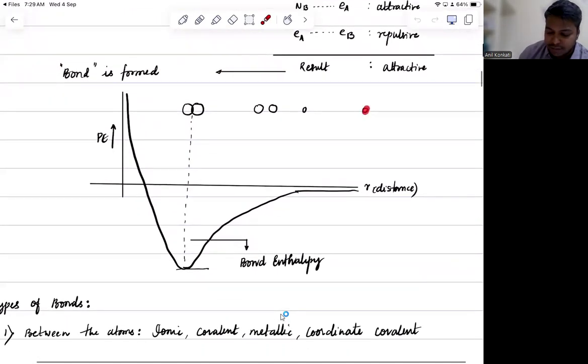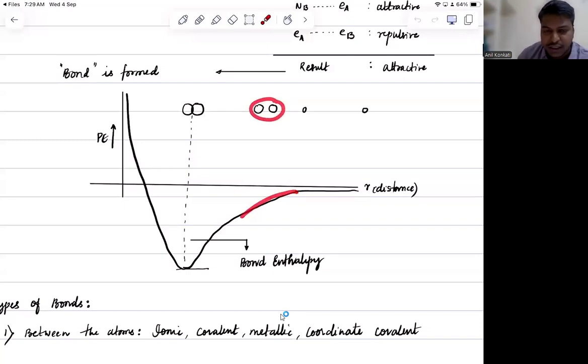You can see that between two atoms, if the distance is very large, there is no bonding and no interaction, so the potential energy is almost zero. As they approach close by, the potential energy starts decreasing, which means it goes to a negative scale. And as it forms a bond, it reaches a minimum potential energy. This minimum potential value is also known as the bond enthalpy.